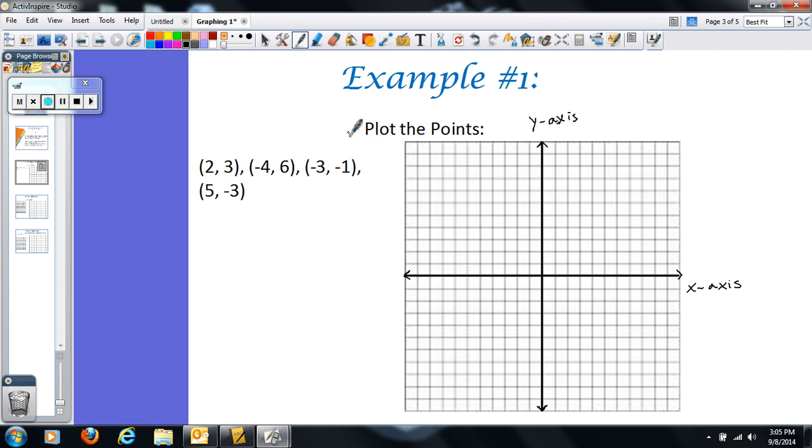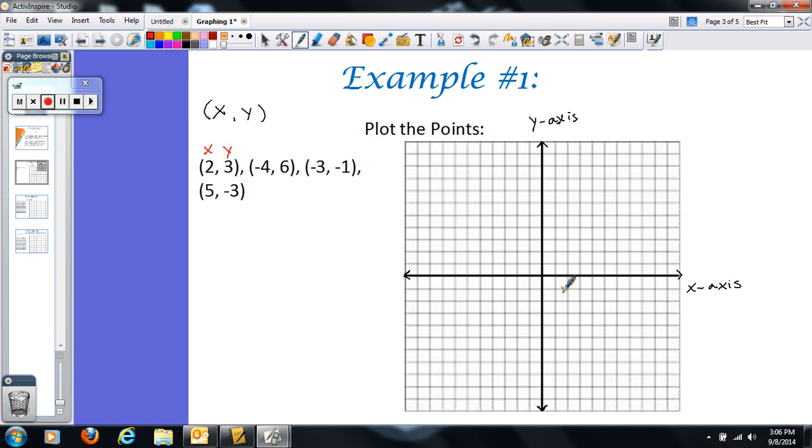Okay. Now when we are graphing, these are what we call coordinates. Two numbers together make a point. You have to have an x value and a y value to have a point. For coordinates, they are in the form x, y. So the first point here is x, y, which would be 2 for the x.